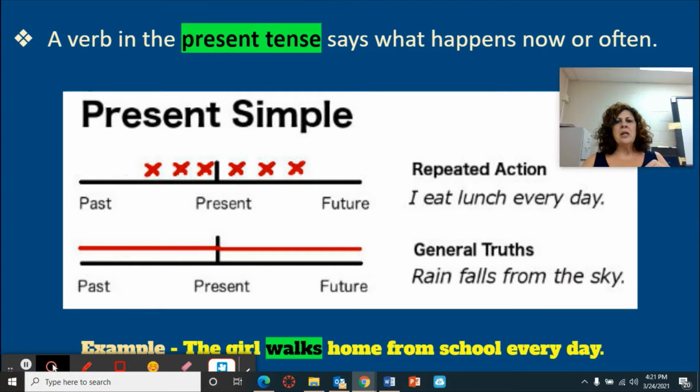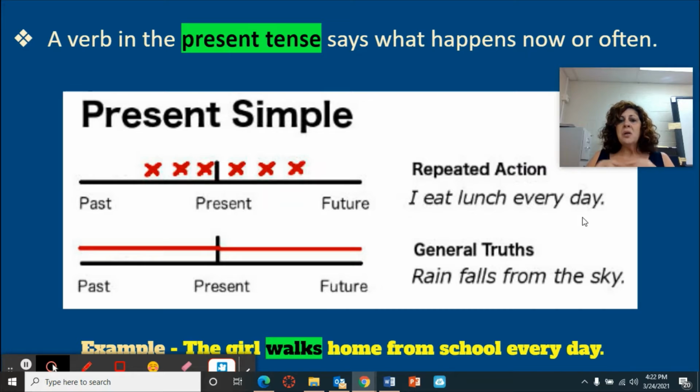Okay, so let's go ahead and look at these examples that I have here. For example, here we have repeated action. So this is something that happens often, right? I eat lunch every day. So this happens at regular intervals. Every day I eat lunch. My birthday comes around in March every year. So something that repeats itself at regular intervals, whatever the interval is. It can be hourly, by the second, by the seasons, doesn't matter, but it happens repeatedly.